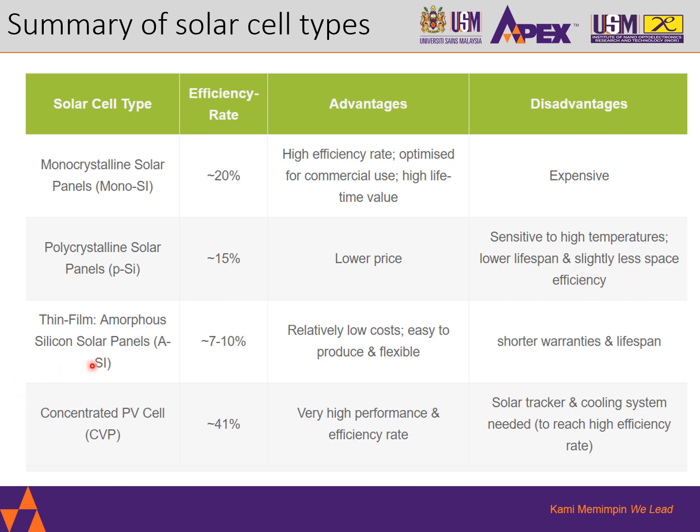Thin film amorphous, 7 to 10%. Relatively low cost, easy to produce. However, the lifetime is not so good. And the concentrated PV solar cell has a very high efficiency rate and higher performance. However, the disadvantage is that it requires a solar tracker and cooling system to achieve these high efficiency rates.